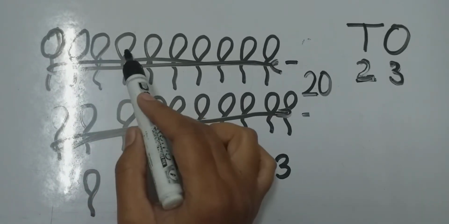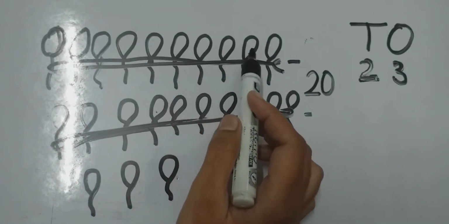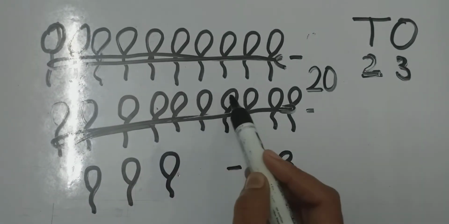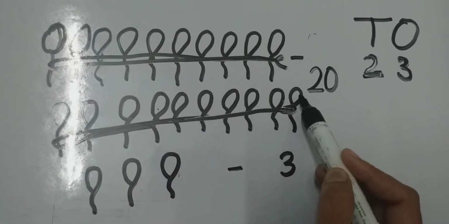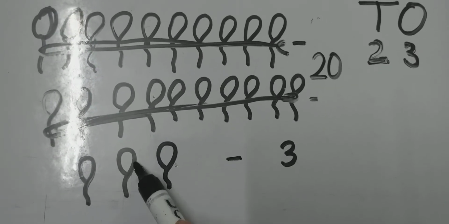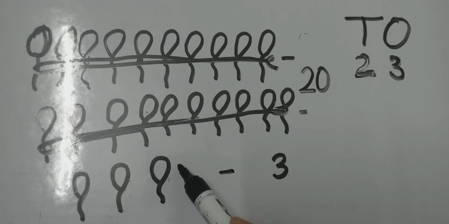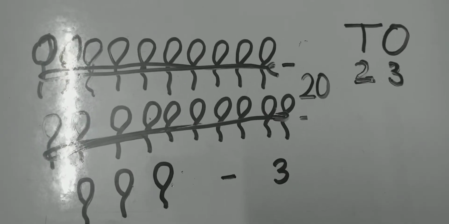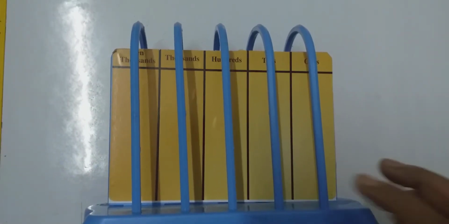1, 2, 3, 4, 5, 6, 7, 8, 9, 10, 11, 12, 13, 14, 15, 16, 17, 18, 19, 20, 21, 22 and 23. Okay. So children, do you understand? Okay, very good. Okay children, let's do it with the abacus.